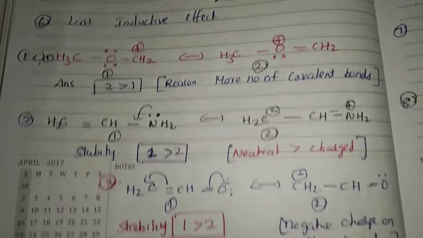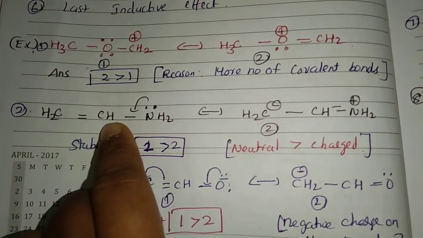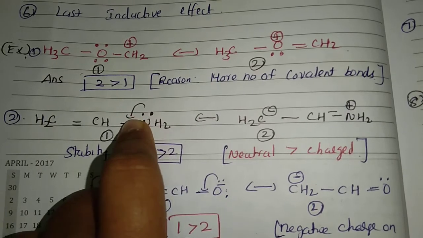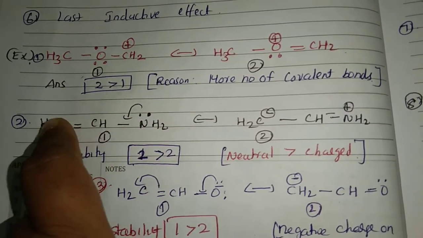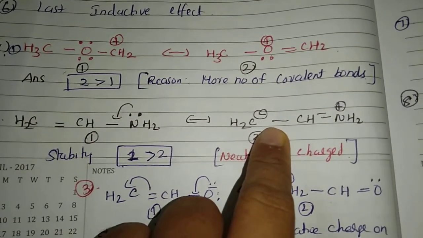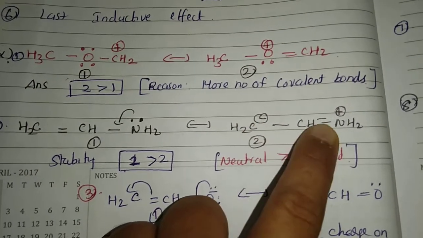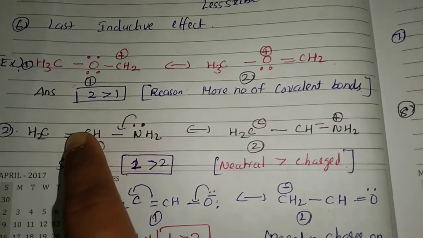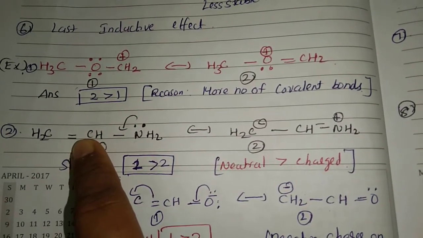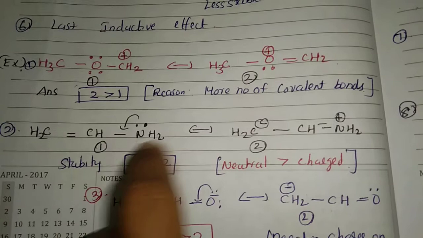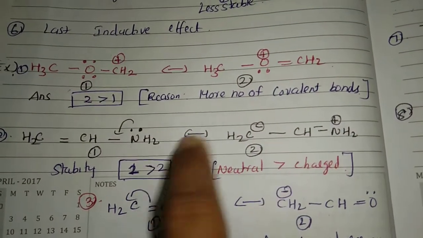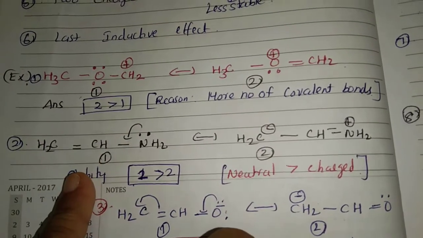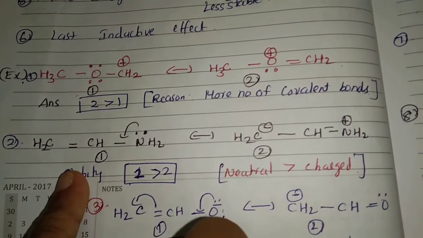Next, second example, structure 1. This lone pair of electrons moves here and this bond moves here, so it forms this resonating structure: CH2 minus, CH double bond, NH2 plus. First rule: we have to find the number of covalent bonds. 1, 2, 3; 1, 2, 3. Both have the same number of covalent bonds, so go to the next step.